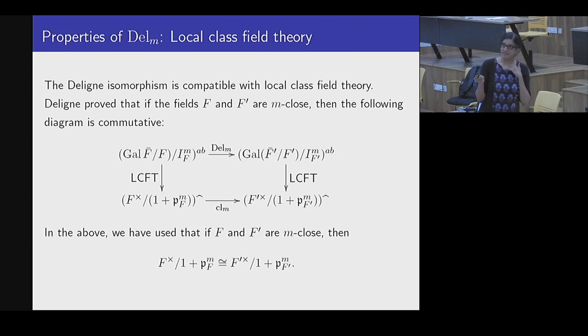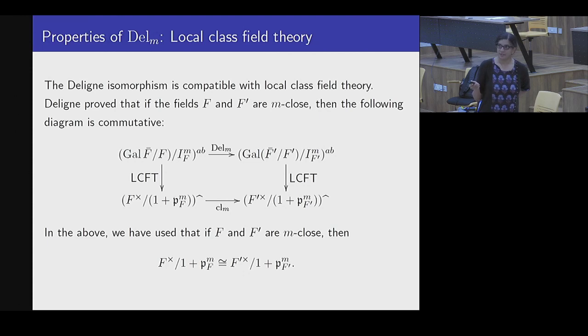If the fields F and F prime are m-close, then the Deligne isomorphism will give you an isomorphism between these two Galois groups, and you can pass to the abelianizations. As I said earlier, local class field theory was basically an isomorphism between the Galois group of F bar over F abelianized and the profinite completion of F cross, and I also indicated there that it preserves the filtration. So this is just the isomorphism of local class field theory.